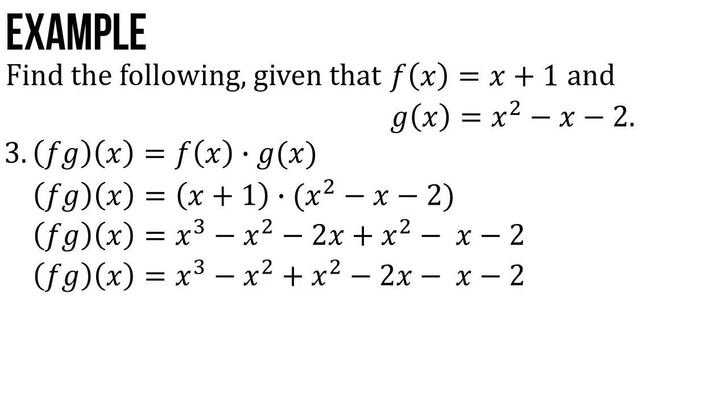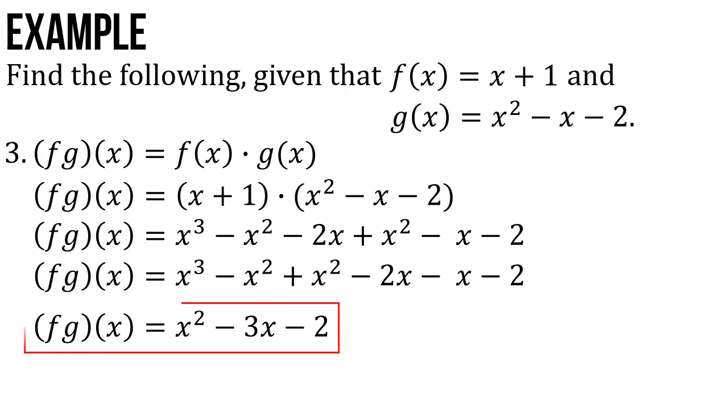Write the like terms beside each other and arrange the terms in descending order. We're going to have (fg)(x) equals x cubed minus x squared plus x squared minus 2x minus x minus 2. Combine the like terms, and we're going to get (fg)(x) equals x cubed minus 3x minus 2. And that's our answer.